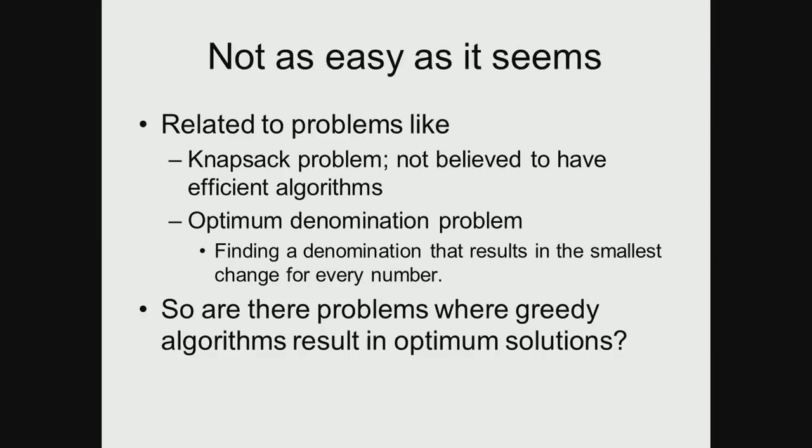For example, there is a problem called the knapsack problem. It does not have efficient algorithms to date. It is believed not to have efficient algorithms. There is also the optimum denomination problem, which is actually a problem faced by currency designers, where the question is, what is the best denomination to ensure that for every number you get the smallest possible change by our approach. So, therefore, let us ask a slightly different question. Are there problems for which greedy algorithms result in optimum solutions? This is the focus. The change making example was a natural example to visualize the greedy algorithm scenario.